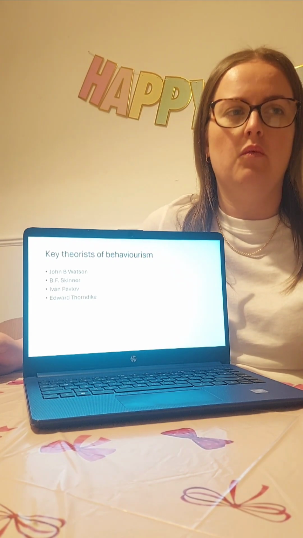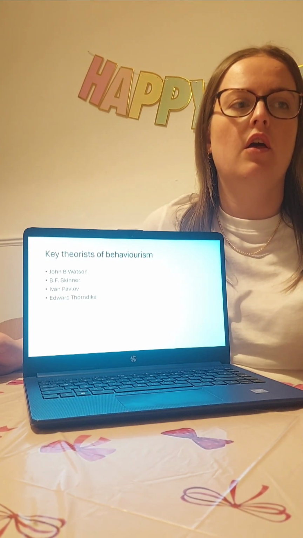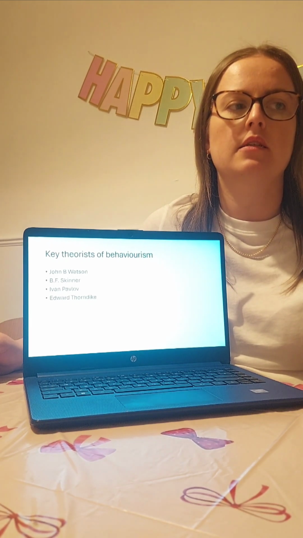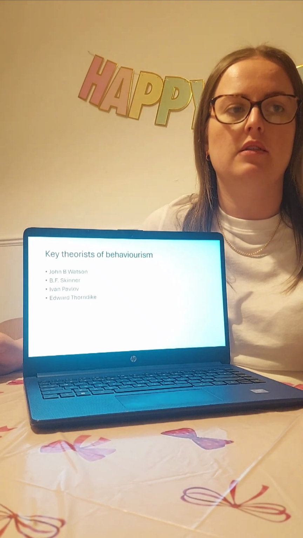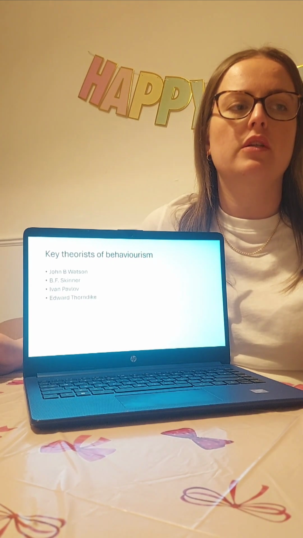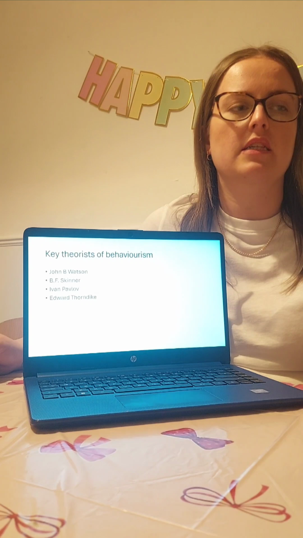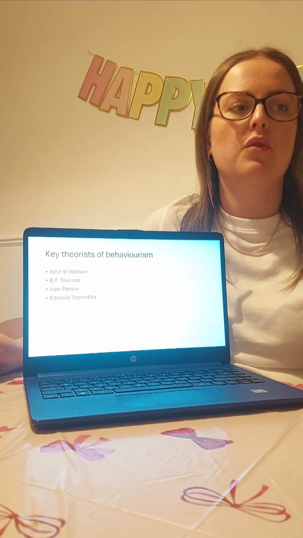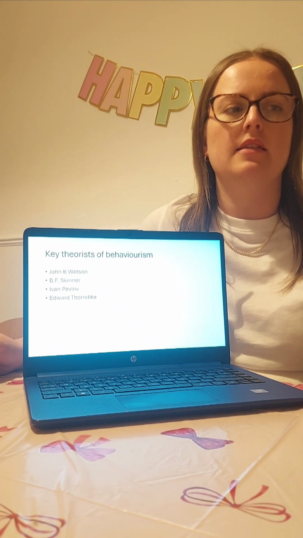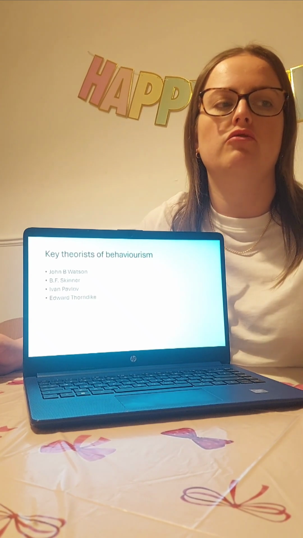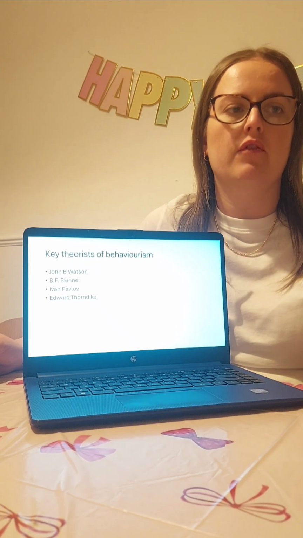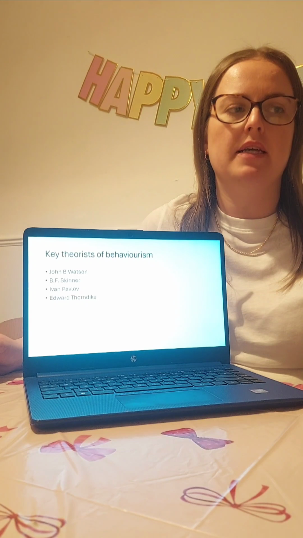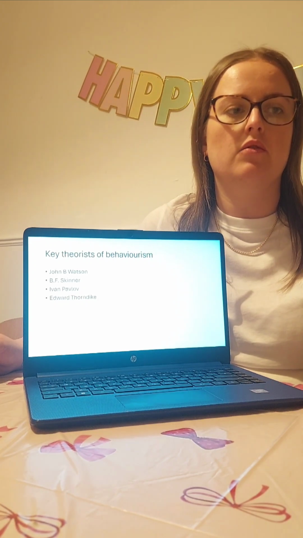Edward Thorndike, well known for his work on the law of effect. Thorndike stated that behaviours followed by satisfying consequences are more likely to be repeated, whereas behaviour followed by negative consequences was less likely to occur. Thorndike's work contributed to the operant conditioning theory, which was later expanded by Skinner. Edward Thorndike's puzzle box experiments with cats demonstrated how animals could escape from a box through trial and error, gradually improving their behaviour over time. These theorists helped shape the behaviourist perspective, which has had a lasting impact on psychology.